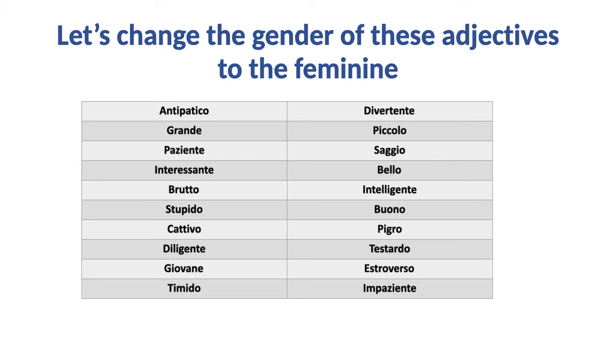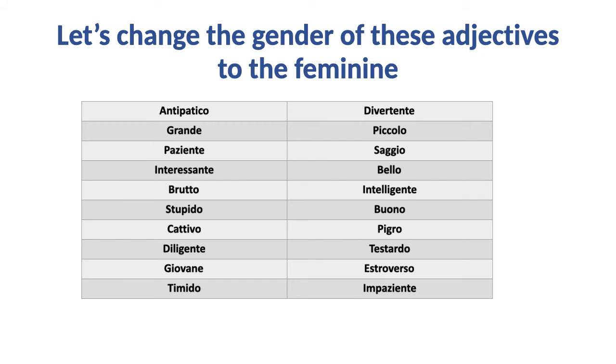Brutto. I hope you remember that this means ugly and not stupid in Italian, right? Brutto, we change to brutta. Stupido, we change to stupida. Cattivo, we change to cattiva. How about diligente? We do not change it. It ends in E. Giovane, which means young, we do not change. Timido, it does change to timida. Right? Divertente, which means fun, it does not change.